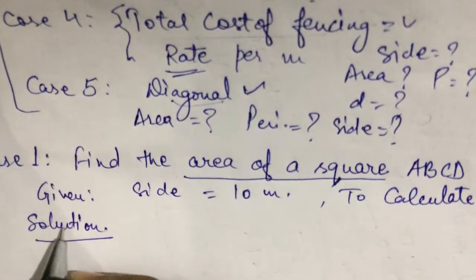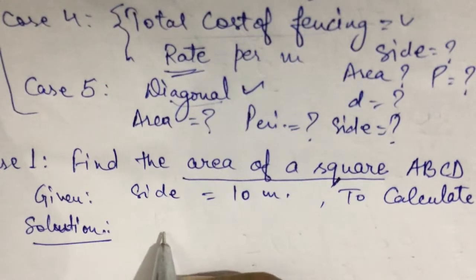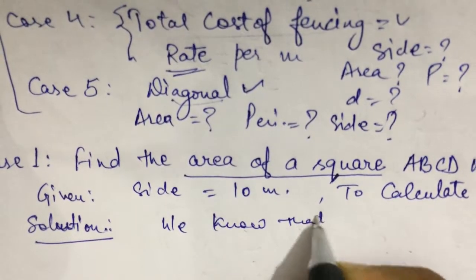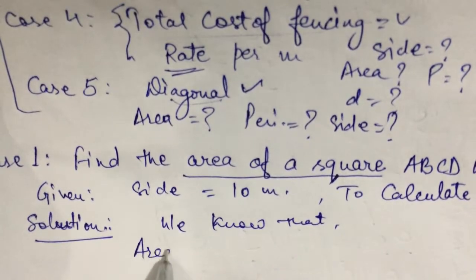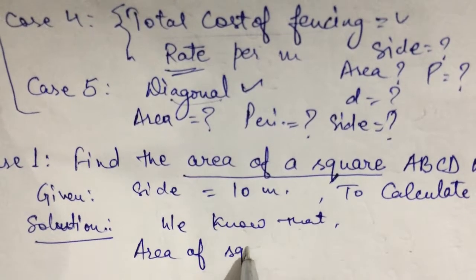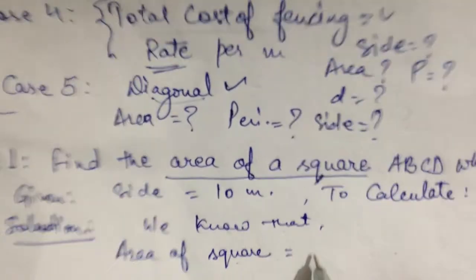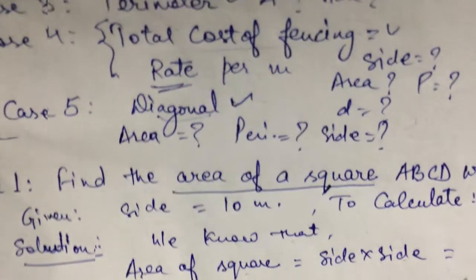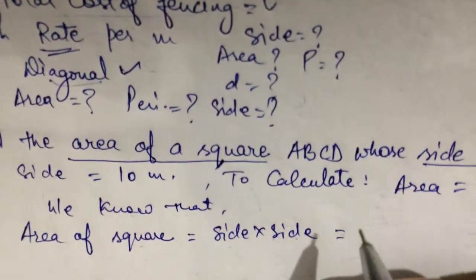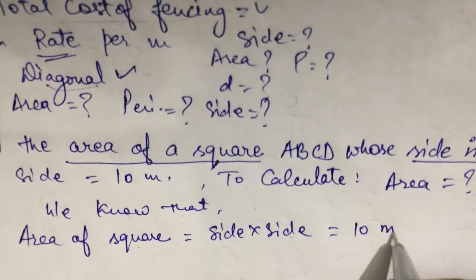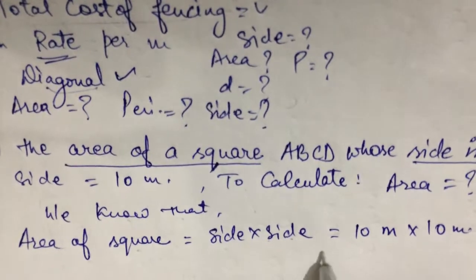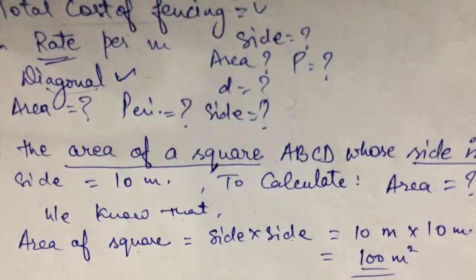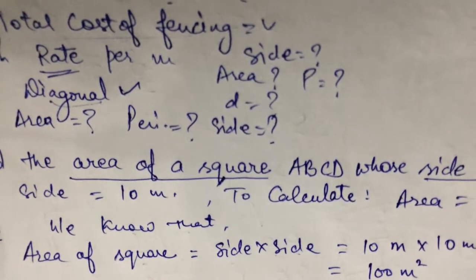What is the solution and how it goes? Solution is, we know that, we know everything, right? What we know, area of square is equals to side into side, and what is the side here? Side is 10 meter into 10 meter. So this is nothing but 10 into 10, 100 meter into meter, meter square, 100 meter square.